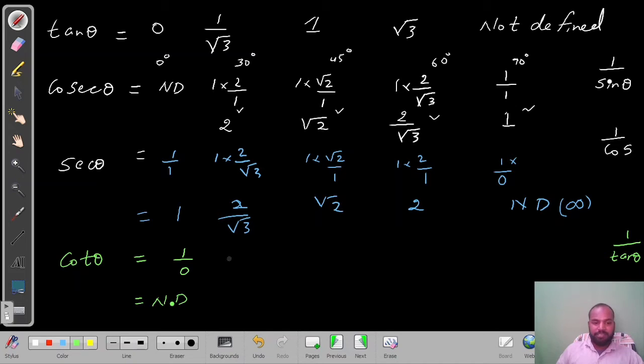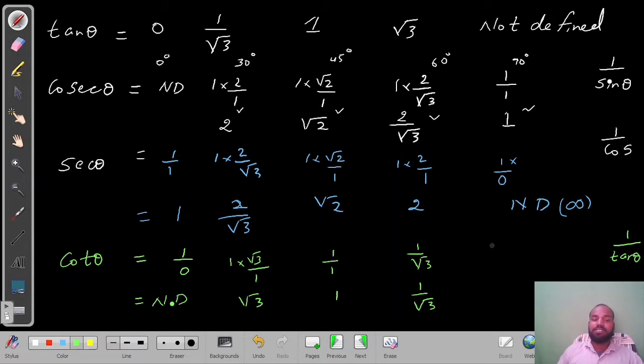Next, cot 30. What is the tan 30 value first? Tan 30 is 1 by root 3. So cot 30 is nothing but 1 into root 3 by 1, that is root 3. Cot 30 is root 3. Next, what is cot 45? Tan 45 is 1. 1 by 1 is 1. Next, what is cot 60? Tan 60 is root 3. That is very simple. 1 by tan is nothing but 1 by root 3. Your answer is 1 by root 3.